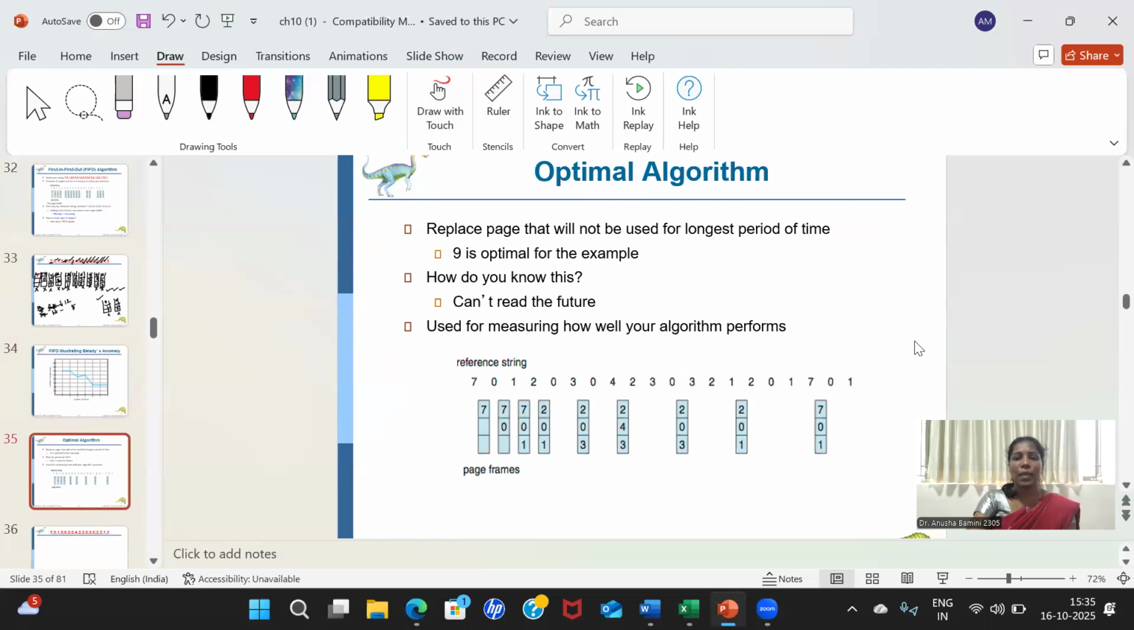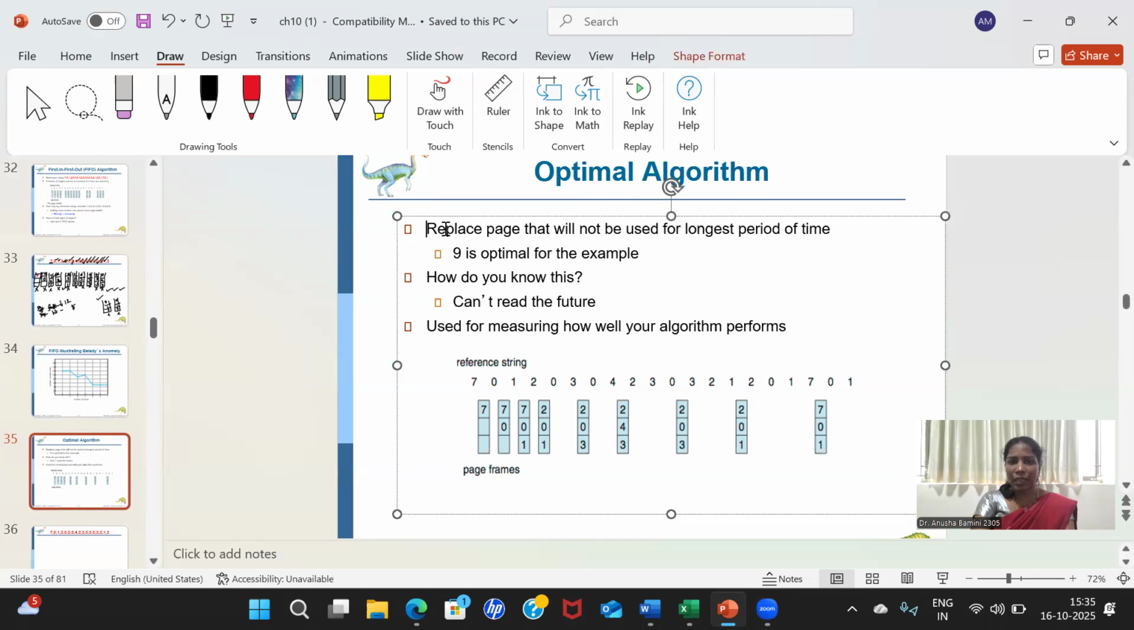Then the second one is the optimal algorithm. The concept of the optimal algorithm is, in our first concept FIFO, we replace the page which was first located in the main memory. But here, we check the upcoming frames. The operating system will analyze and decide which frames or processes will come in the next section. So we check the upcoming frames and replace the frame that will not occur for the longest period of time. That is called the optimal algorithm.